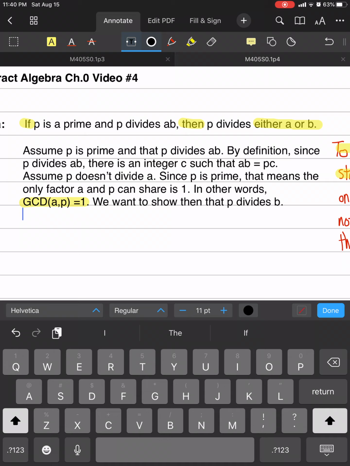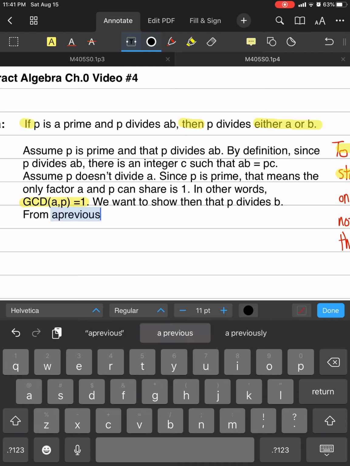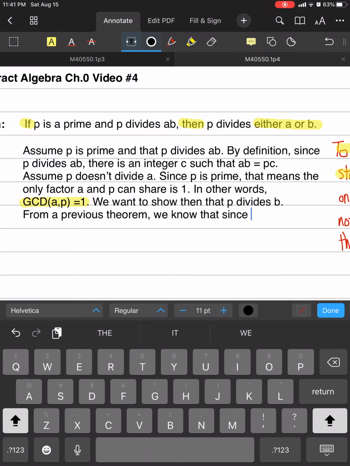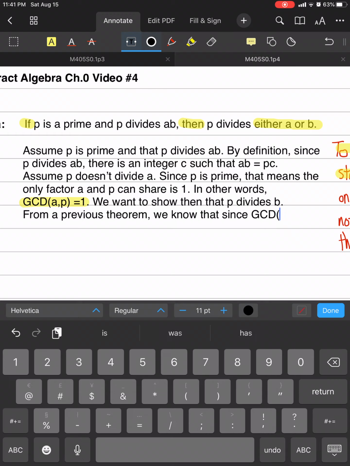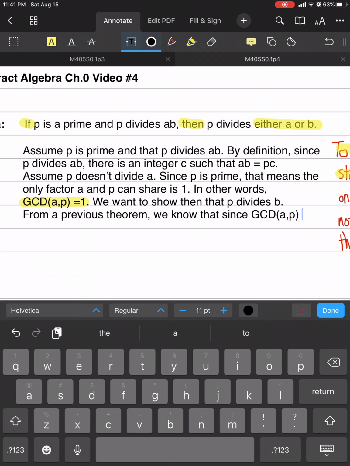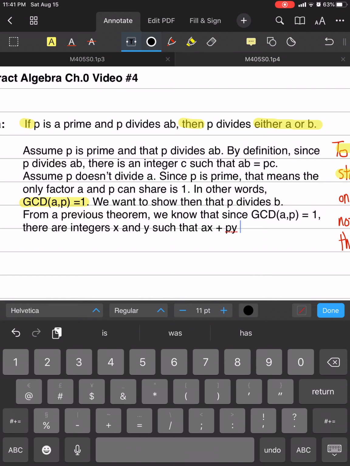So, the result that we had last time, since it doesn't really have a good name, I'm going to say from a previous theorem, but it's that theorem that the book calls GCD as a linear combination. We know that since GCD of A and P equals 1, there are integers x and y such that ax plus py equals 1.